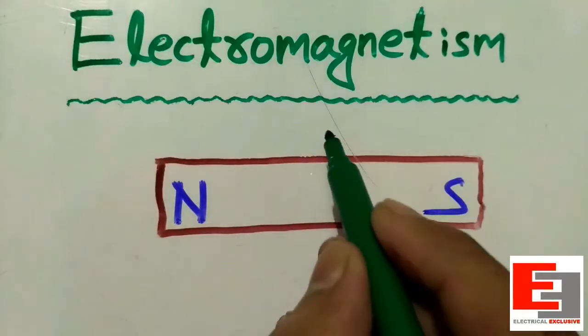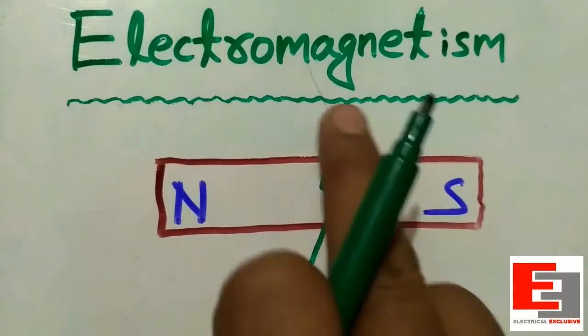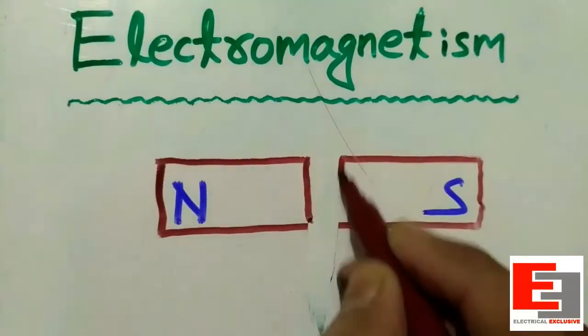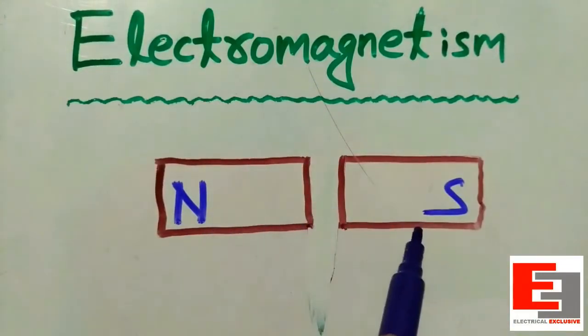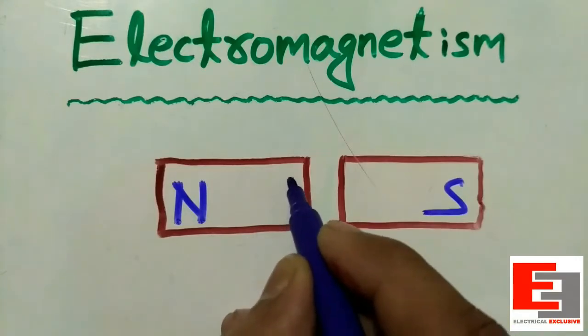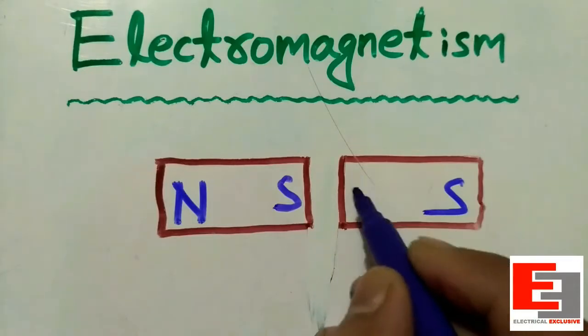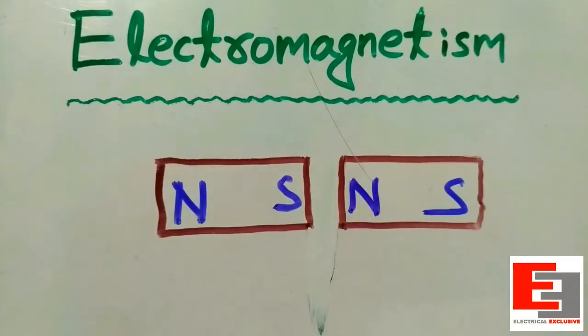Suppose for any reason this magnet is broken into two pieces, then what would happen? Each piece will be a complete magnet. That means, come to the first piece. Here this part will be the South Pole. Now come to the second piece. This part will be the North Pole. So it doesn't matter how many pieces the magnet is broken into, each piece will be a complete magnet having two poles, a North Pole and a South Pole.